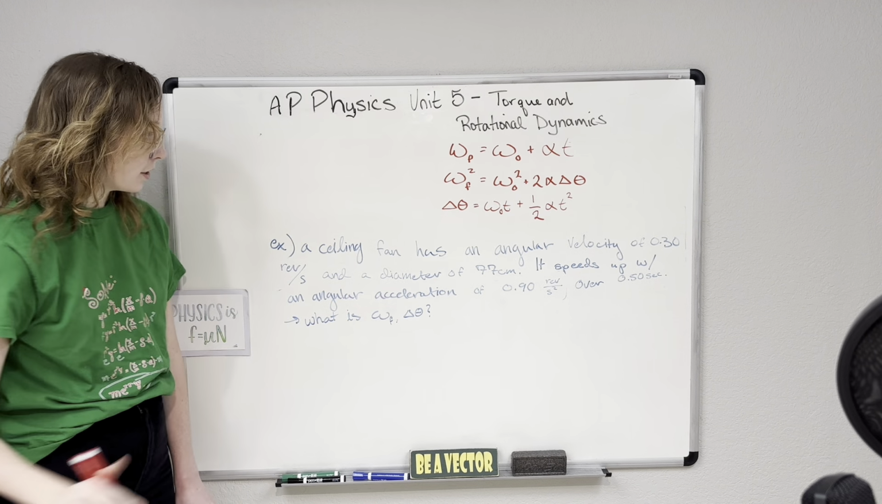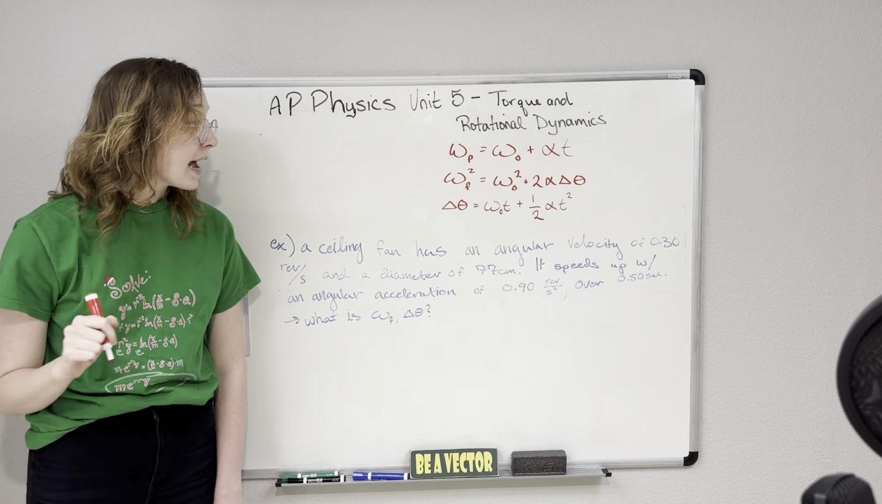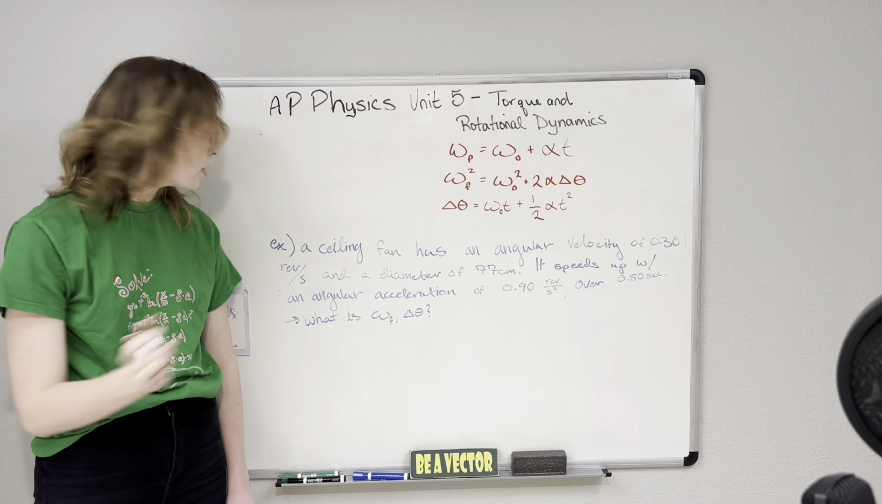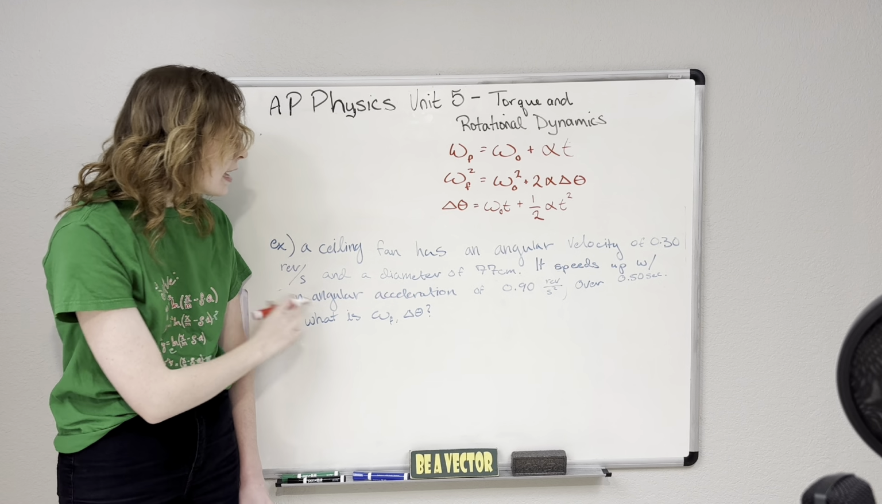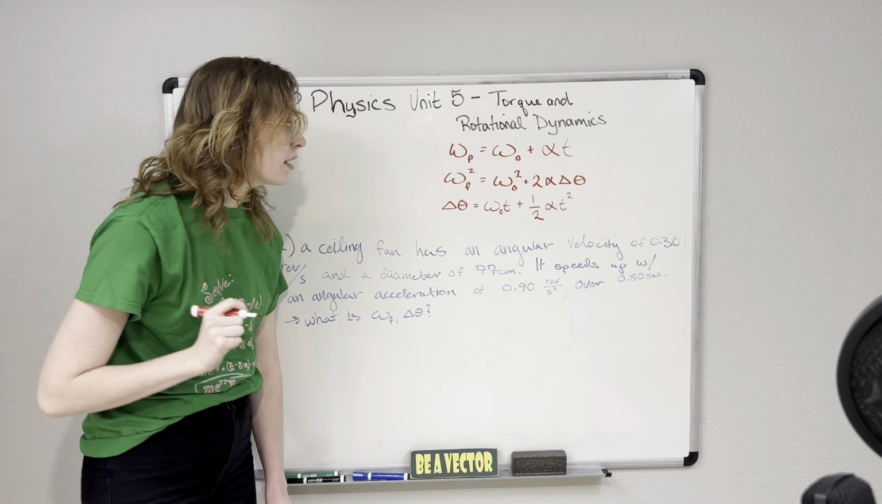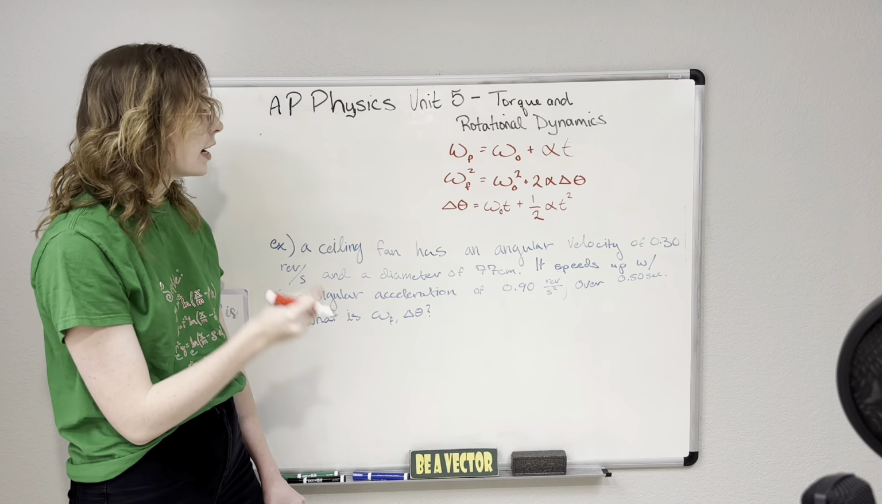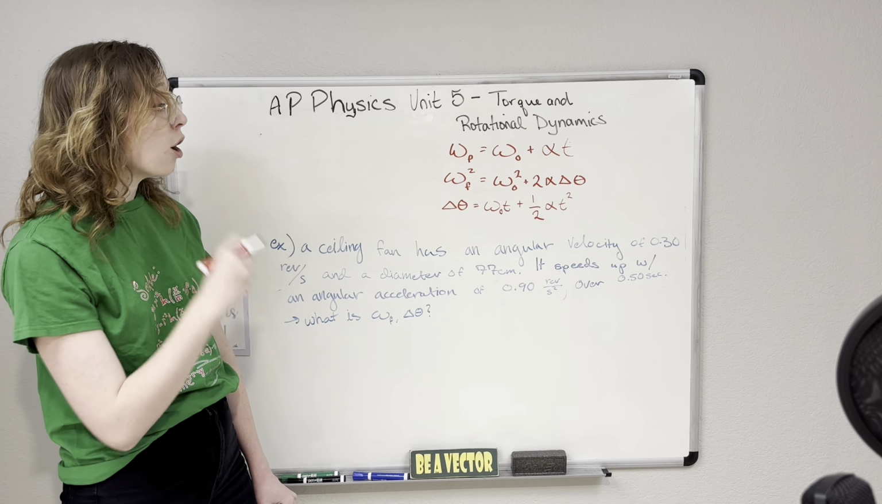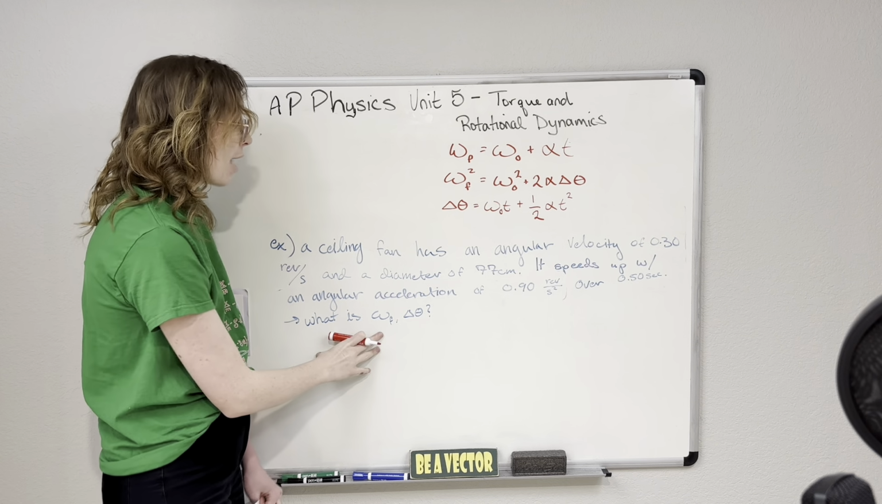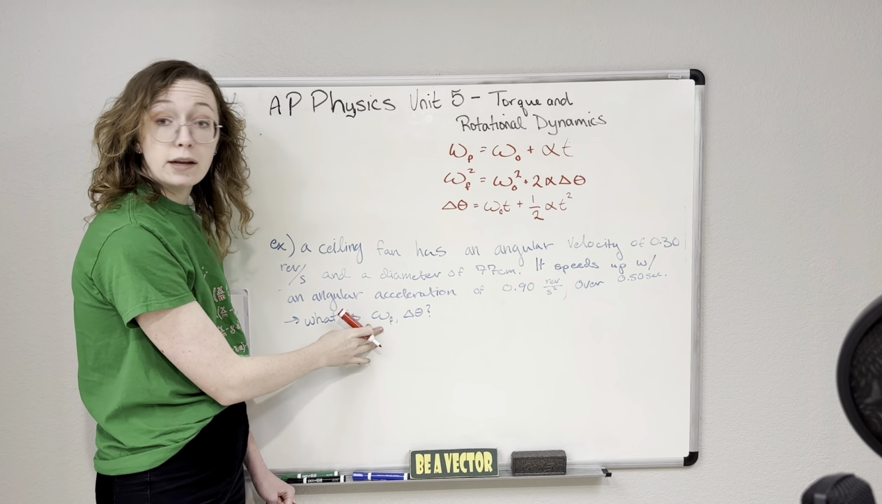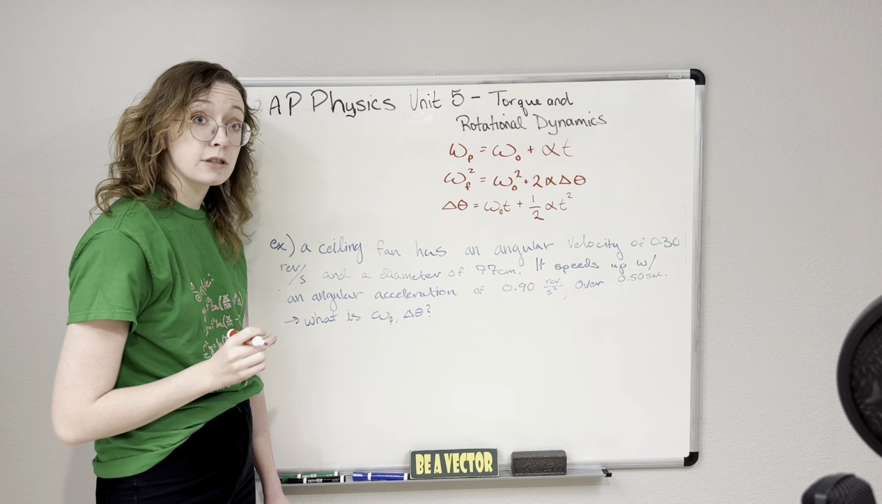This is our problem here in blue. We have a ceiling fan that has an angular velocity of 0.3 revolutions per second and a diameter of 77 centimeters. It speeds up with an angular acceleration of 0.9 revolutions per second squared over 0.5 seconds. And we're asked to find its final angular velocity and its angular displacement.